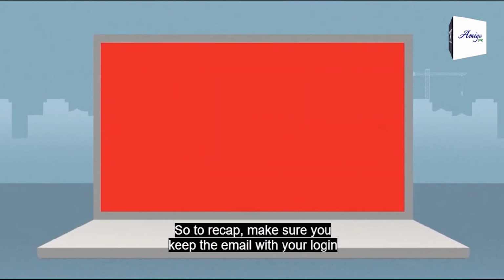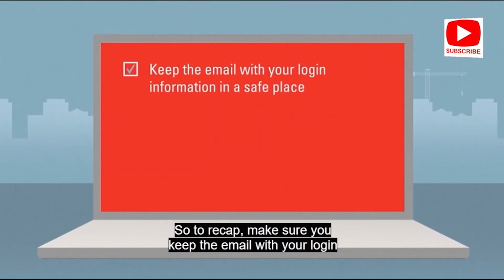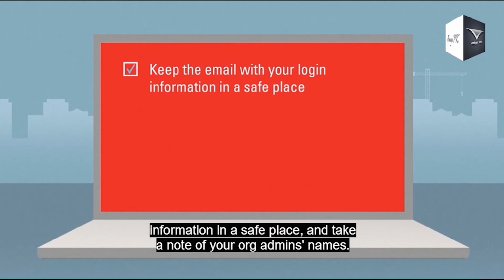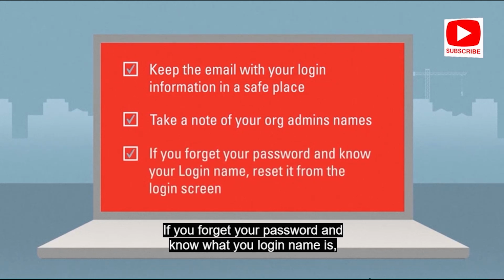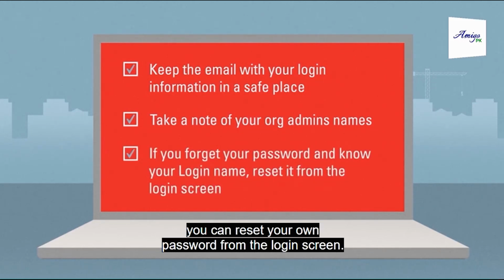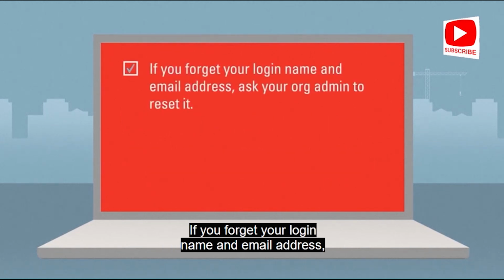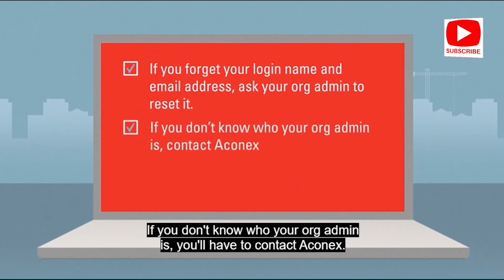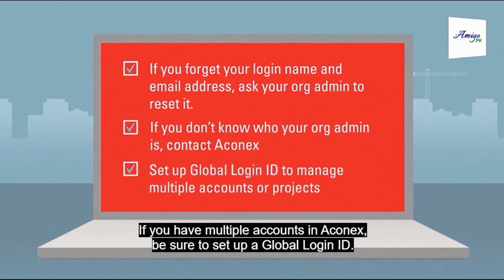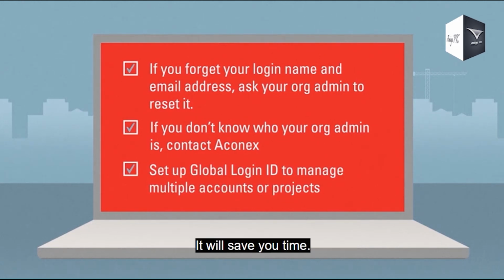So to recap, make sure you keep the email with your login information in a safe place and take a note of your org admin's names. If you forget your password and know what your login name is, you can reset your own password from the login screen. If you forget your login name and email address, you'll need to ask your org admin to reset it for you. If you don't know who your org admin is, you'll have to contact Aconex. If you have multiple accounts in Aconex, be sure to set up a global login ID. It will save you time.